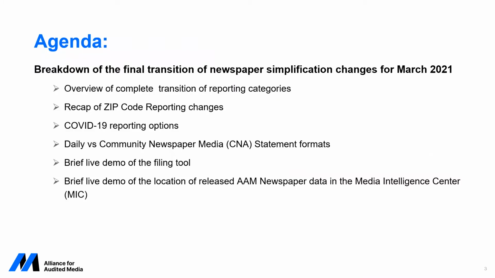But today's webinar, the primary focus will be going over the final transition to the recently approved newspaper reporting and simplification changes for U.S. newspapers. That's the majority of what this webinar will be about: the transition and the completion of the reporting categories. Then I'm going to do a brief recap of the zip code reporting changes. Those changes occurred in September, but I thought I would do a brief recap as a refresher. Then briefly touch base on the COVID-19 reporting options that are still available for the March 21 filing.